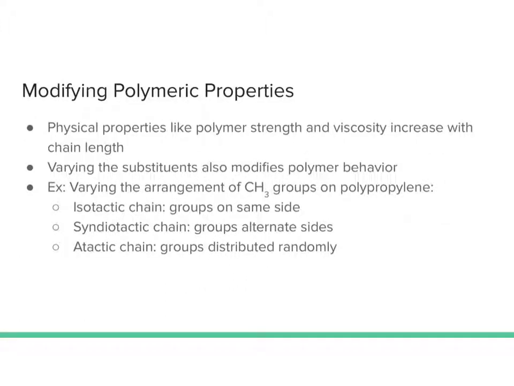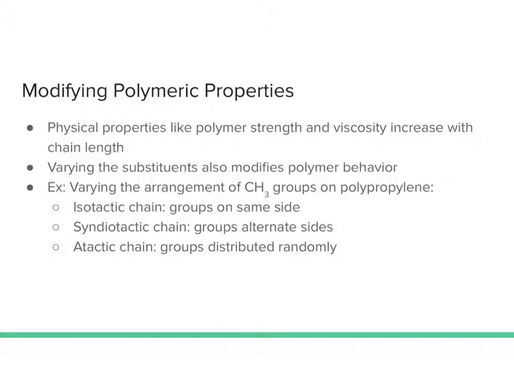Physical properties like polymer strength and viscosity increase with chain length. However, other physical properties such as color, refractive index, hardness, density, and electrical conductivity are not greatly influenced by the length of the chain. The extent of chain branching also contributes to the physical properties of polymers, in that more branching results in a weaker polymer. This is due to a lack of adjacent chains and a subsequent lack of hydrogen bonding.